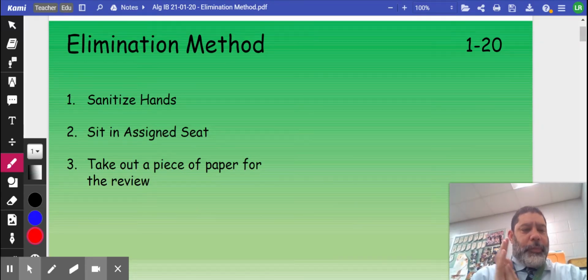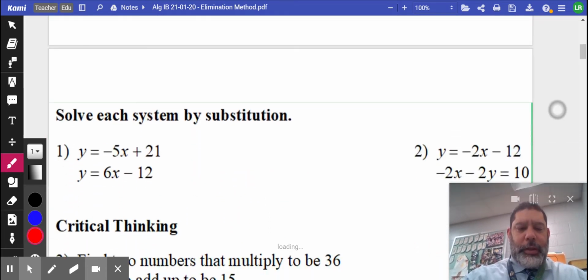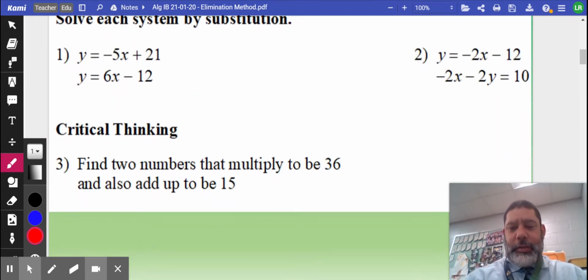Hey guys, go ahead and make sure that you get out a piece of paper. We're going to do a quick review at the beginning, and then we're going to get right into our notes with a new method called the elimination method. So go ahead and get a piece of paper out, and I want you to complete these three problems.